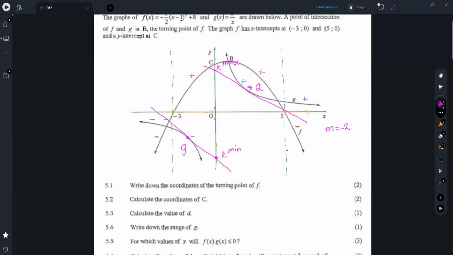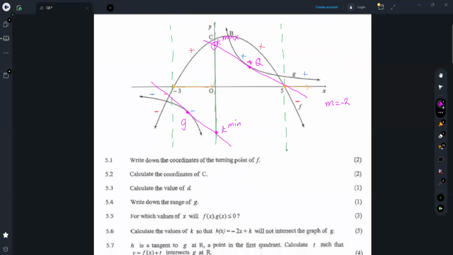Okay, so now what is the final restriction? It means that I have to find what is k max if I allow h of x to be a tangent. And then I will also have to find k minimum if I allow h of x to be a tangent at g, like that. And then we'll find the values of k which are permitted, such that they will never intersect. Okay, so how are we going to find these values?